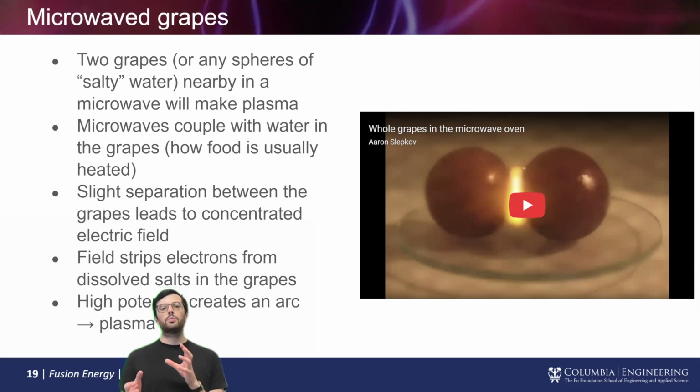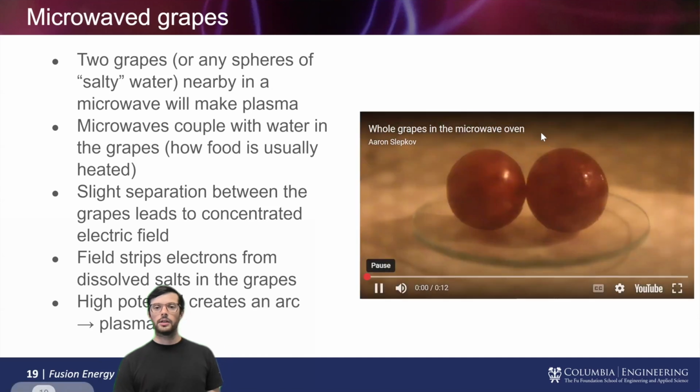The microwaves couple with the water as they do normally. That's how microwaves heat food. But because there's some salt content in the grapes, they can actually strip the electrons, and there will be some flow from one grape to the other, depending on what side of the microwave it's on. So now you have an electric potential, which is kind of the same thing as lightning. And eventually, when it builds up enough, it arcs across. And so that's how you get this sparking. I don't recommend this.